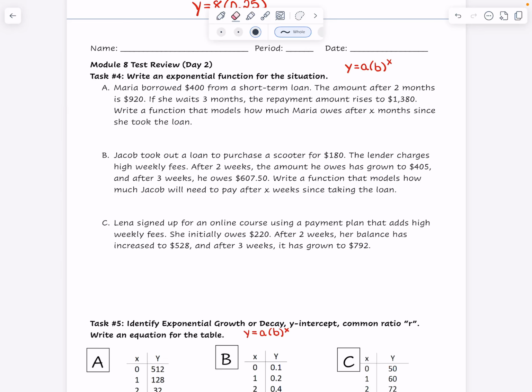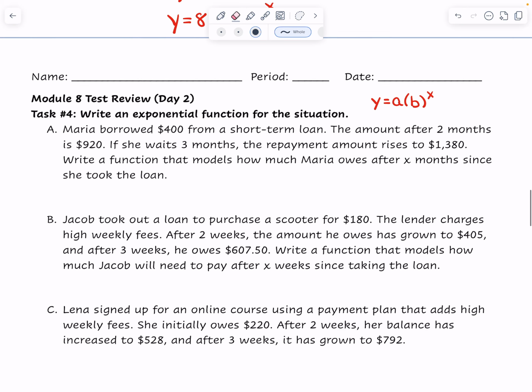Hi everyone, let's go ahead and go over Module 8, Day 2 test review. So on this one here, I am going to take this word problem and write out an equation.